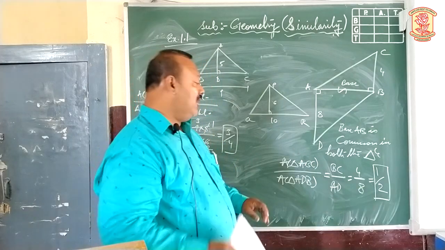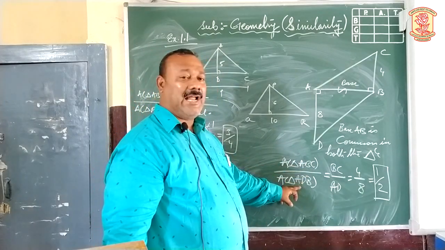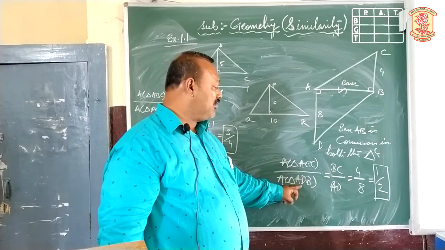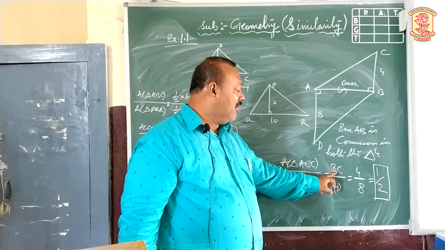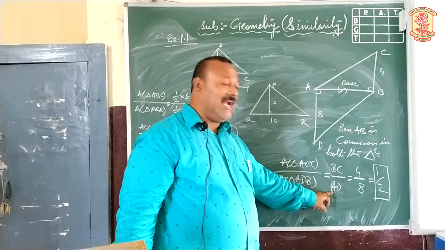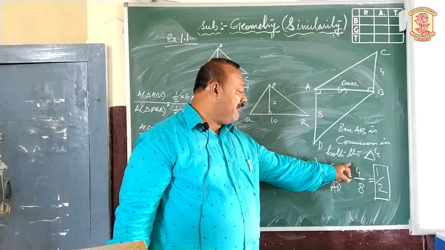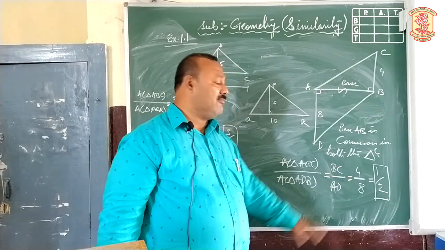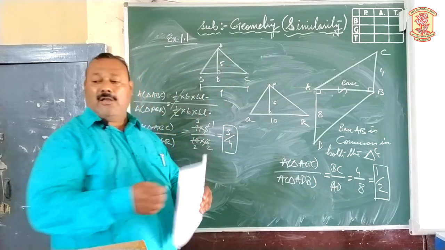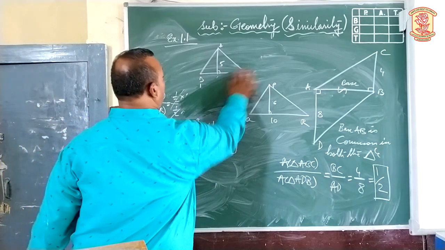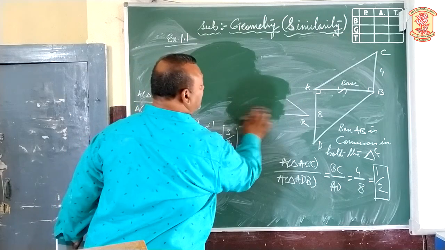What is the ratio? The ratio of the areas of two triangles whose base is equal. Therefore they are proportional to the corresponding altitudes. First altitude BC, second altitude AD. The value of BC is 4, AD is 8. And when we bring it to the reduced form, the value comes to be 1 by 2. Now see the next one. The first and second questions are over.